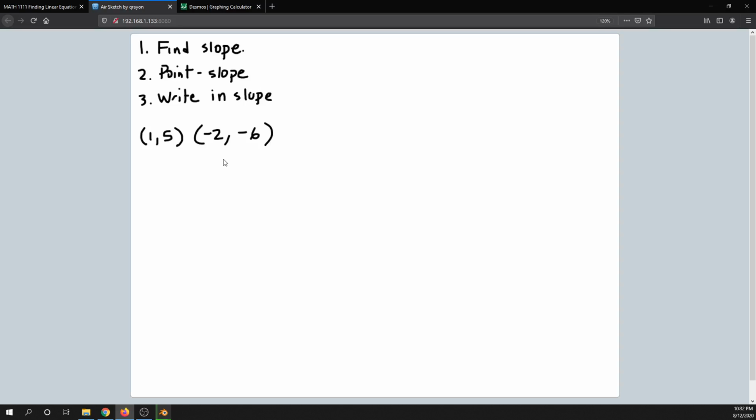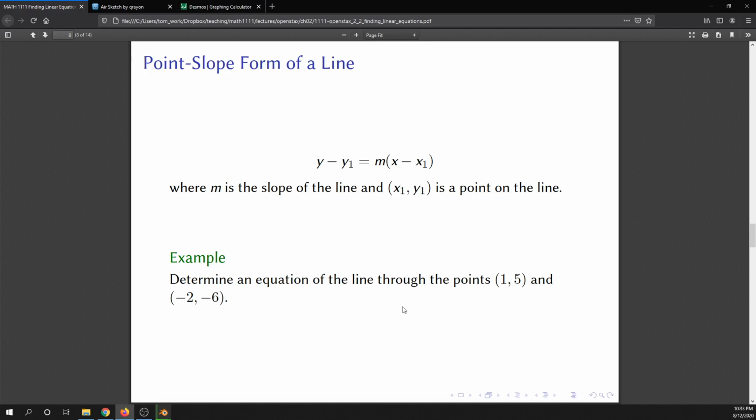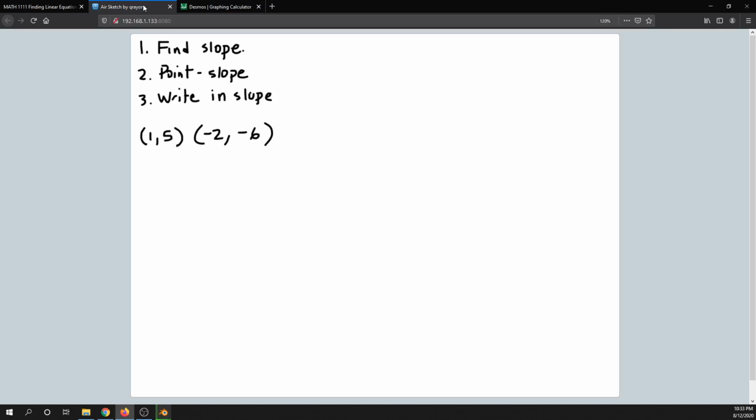The statement of the problem in the slide here didn't say anything about putting the answer in slope-intercept form, but some of the problems are going to ask you to do that. So we'll show you how to do that. All right, so write in slope-intercept form.